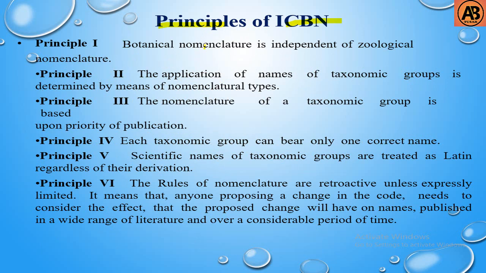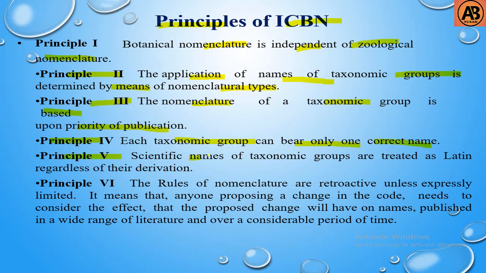Then, principles of ICBN. Principle 1. Botanical nomenclature is independent of zoological nomenclature. Principle 2. The application of names of taxonomic groups is determined by names of nomenclature types. Principle 3. The nomenclature of a taxonomic group is based upon priority of publication. Principle 4. Each taxonomic group can bear only one correct name.